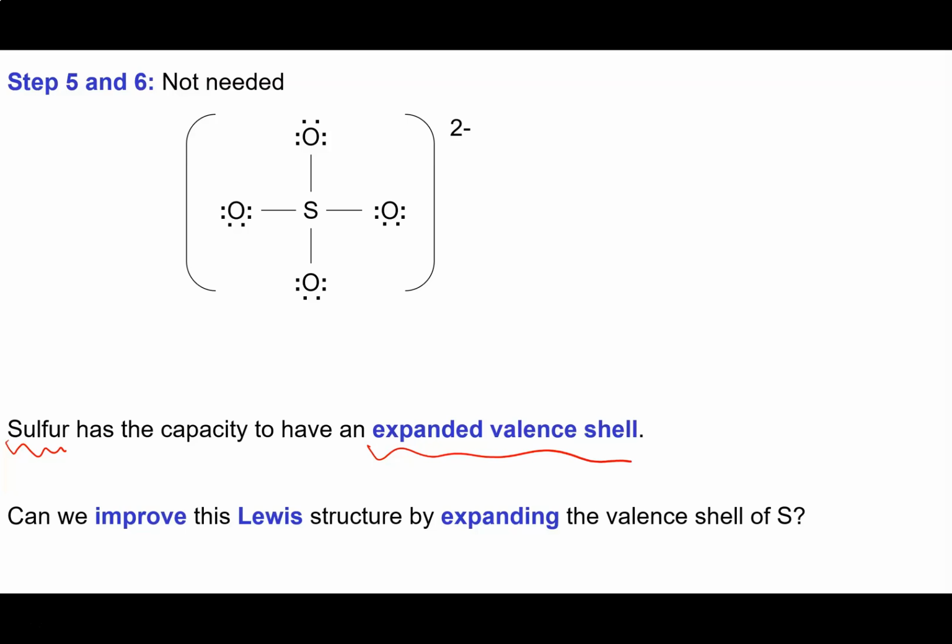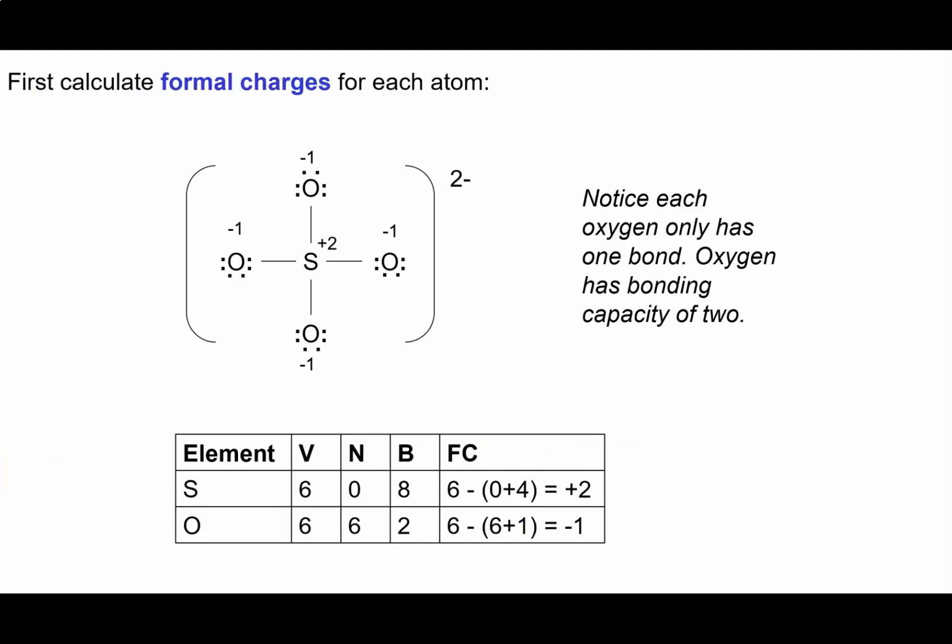First of all, let's go through and do formal charges for what we've got so far and see if everything is 0. When I do that, what I find is nothing is 0. All of the oxygens have formal charges of -1, and the sulfur has a formal charge of +2. So maybe there's room for improvement. Maybe I could get some of the formal charges on these atoms down to 0.